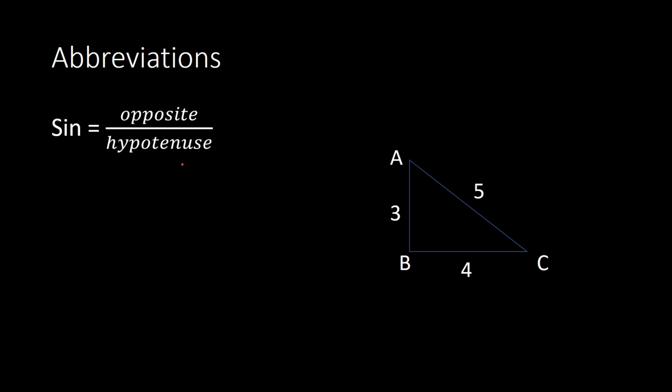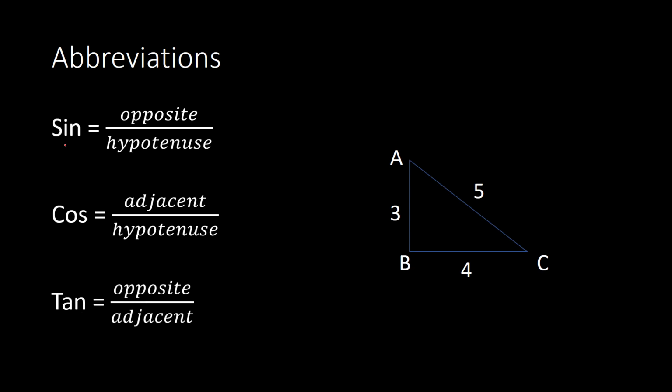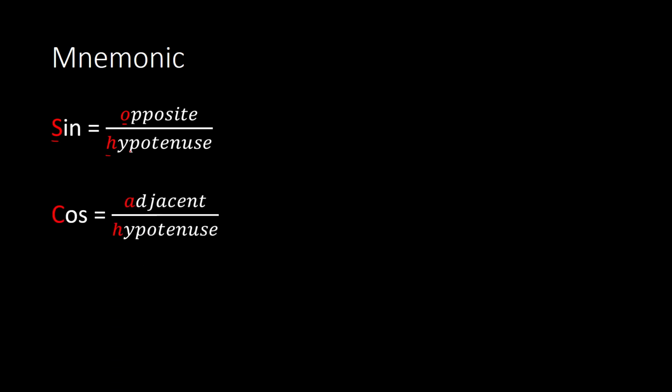Some abbreviations we have: for sine, we just have SIN. Cosine would be COS, and tangent would be abbreviated with TAN. A mnemonic, or a way that you can remember this, is to take sine, opposite over hypotenuse, using the first letter of each of those words. Then for cosine, we have C, A, and H, the first letter of each of those words. And then for tangent, the first letter of those words, and you write them out.